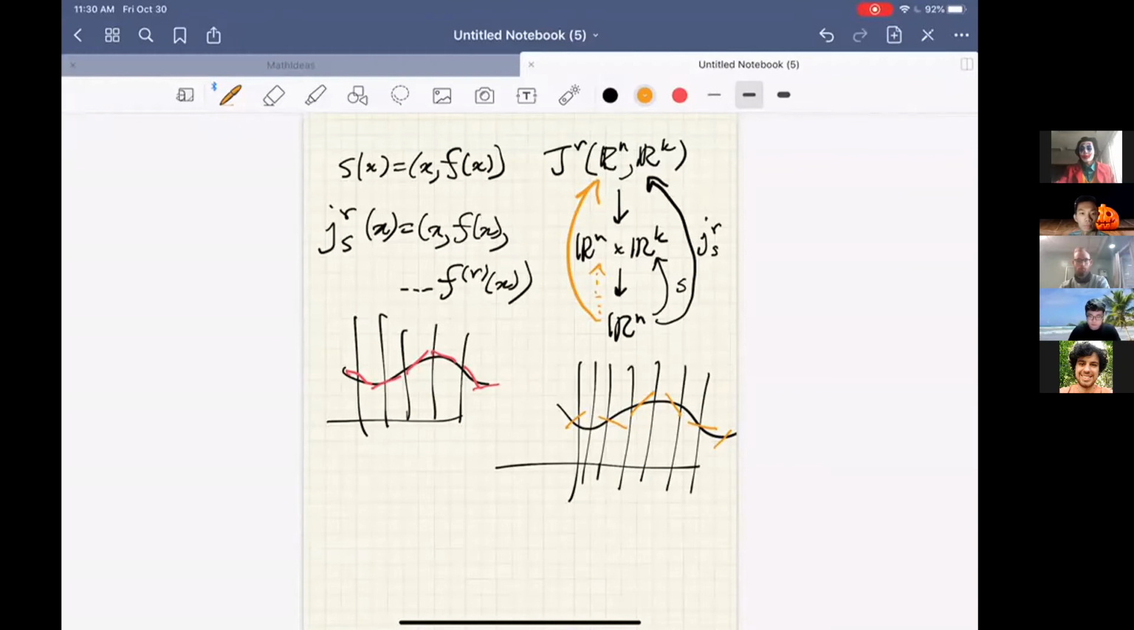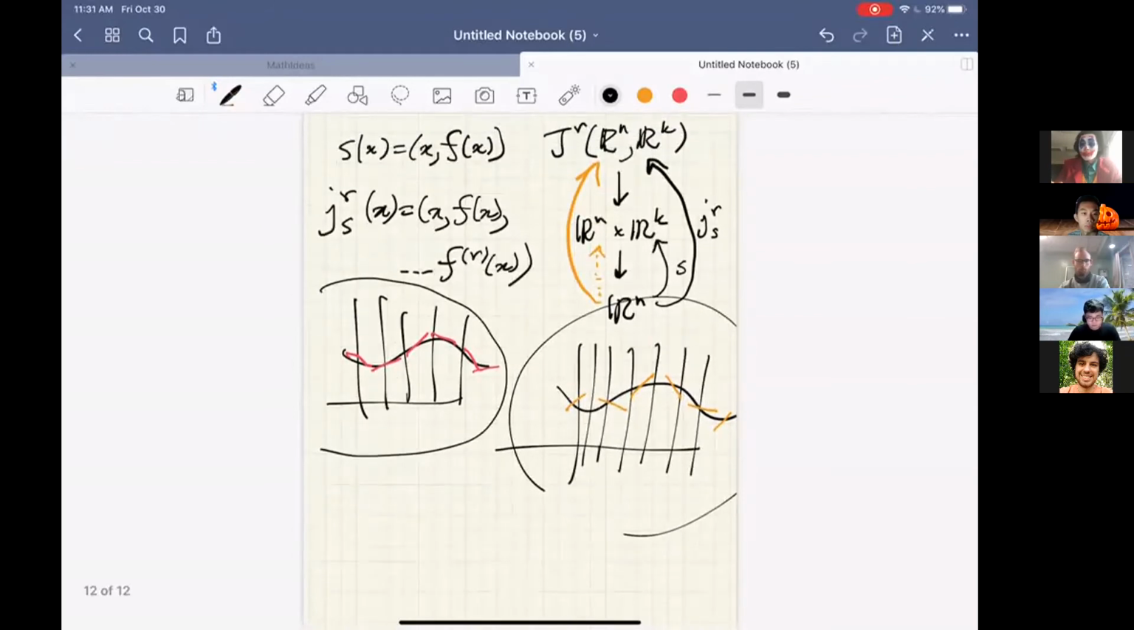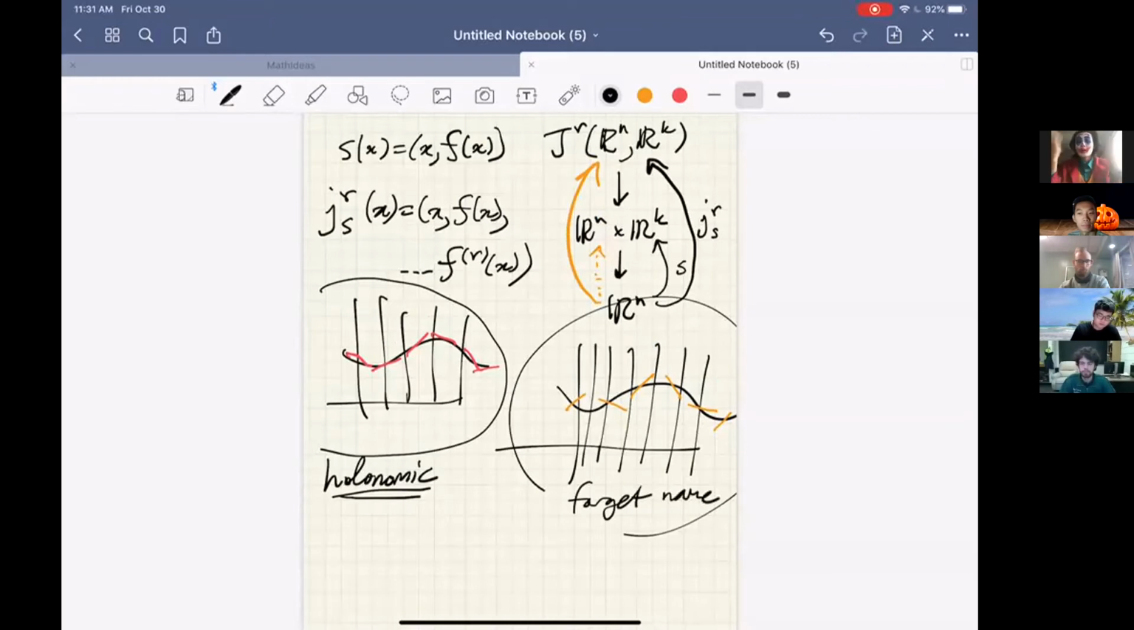So an arbitrary section of J^r looks like the right-hand side, and sections that are actually derivatives of functions look like the left-hand side. There's a name for these guys. Let's call a section that does come from the derivatives of a function holonomic. And actually, I don't have a name for this other one, so forget that. Okay, so we're really interested in holonomic sections because those actually correspond to functions.